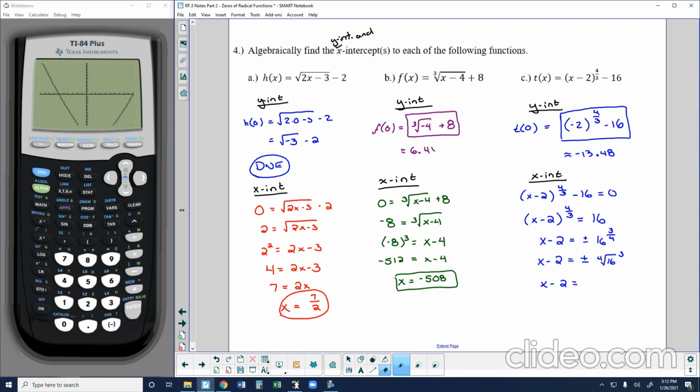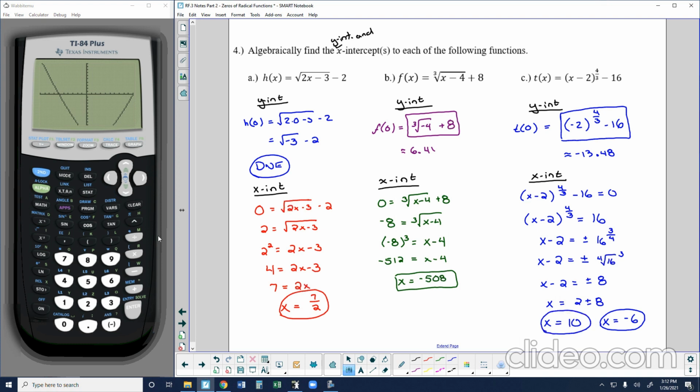Hopefully you caught the error that the fourth root of 16 is 2. We got to cube that. This should be plus or minus 8. So then as I add 2 to both sides, I have x equals 2 plus or minus 8. And now I get x equals 10 and x equals -6. I'm not going to go ahead and recheck these. If you did check those, you would find out that both of those solutions would work.